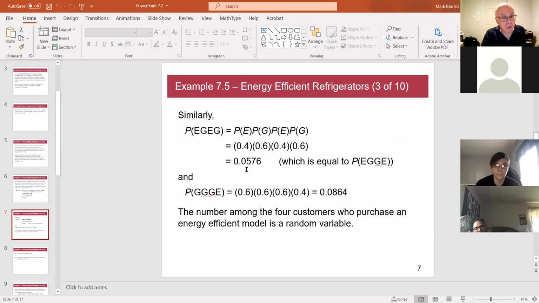Same thing, right? It doesn't matter in which order these probabilities are in terms of the multiplication. The multiplication is exactly the same. Here's a case where only one person is selecting energy efficient refrigerant. It's the 4th person. Well, the first 3 do not. So this is that probability.